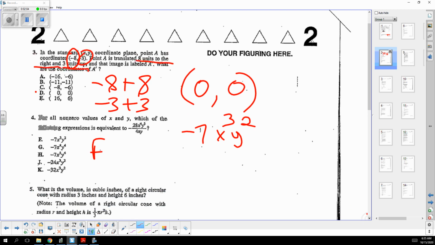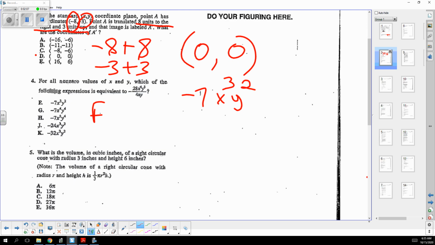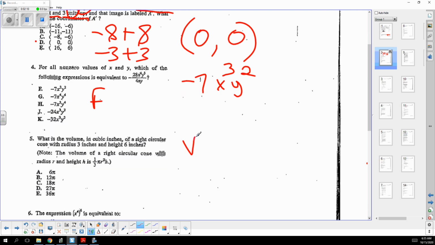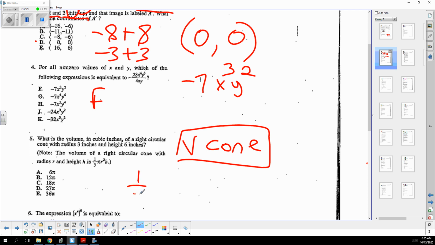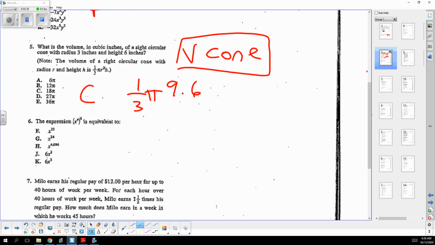I don't have it on my calculator, but you could use the volume of cone program and type it straight in and it'll give it to you. All right, I don't have it on my calculator here, so it's 1/3 pi radius squared, so 3 squared is 9 times 6. So the answer ends up being 18 pi, but the program would work too. Power to a power. You multiply the powers.